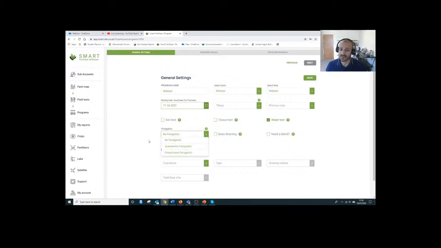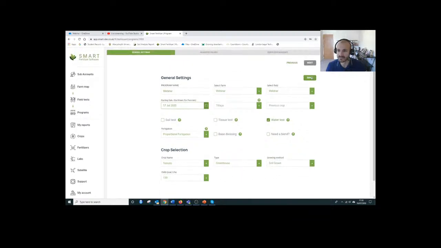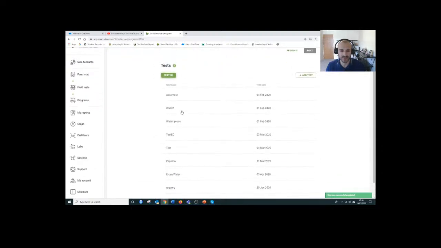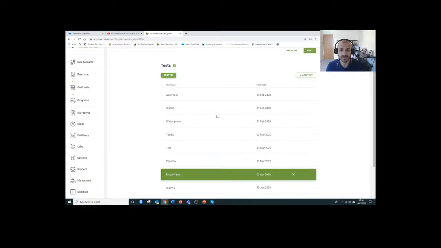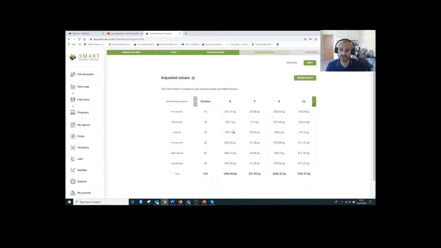Also, you have to choose here your fertigation, whether you use quantitative or proportional. Let's click on proportional first, and let's do tomato in greenhouse, soil, and a yield goal. We have to attach a water test, the one that we created before. So here we can see the kilograms per hectare that we need to apply.